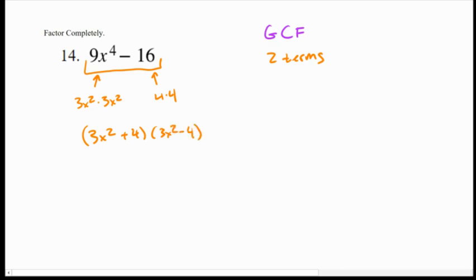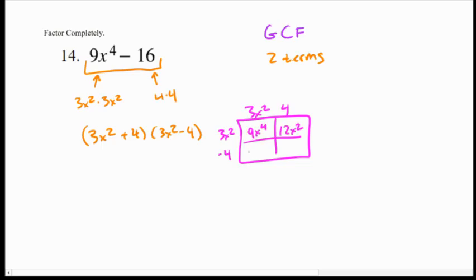Just a reminder that if you're ever not sure if your answer is correct, you can always just throw it back in the box to double check here. So we would put 3x squared and 4, 3x squared and negative 4, 9x to the power 4, 12x squared, negative 12x squared, and 16, negative 12x squared and 12x squared. And we see that we get back to this here.